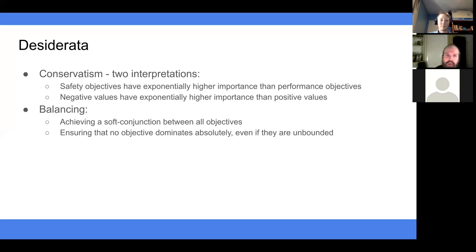And the second desideratum is balancing, which has two aspects or two uses. First is achieving soft conjunction between all objectives, which means that all the objectives are paid attention to about the same amount. And second is that no objective could dominate absolutely, given that possible rewards could be infinite. We should exclude scenarios where the easiest reward gets all the attention.